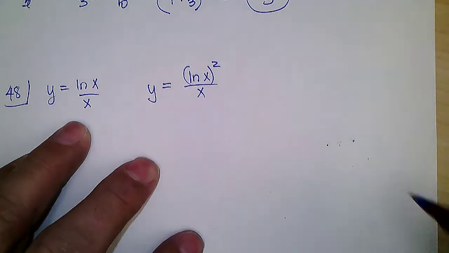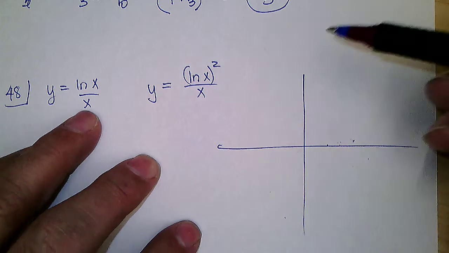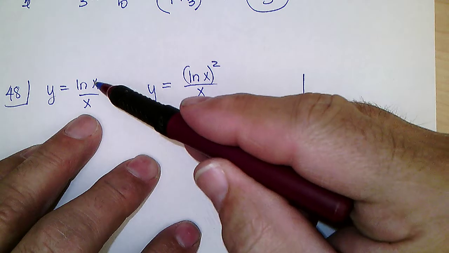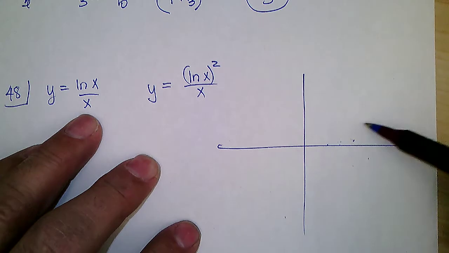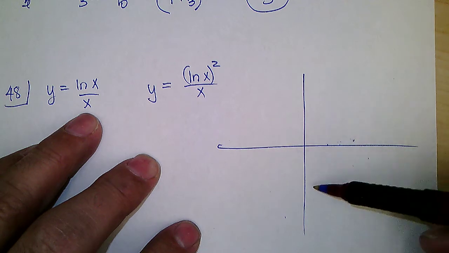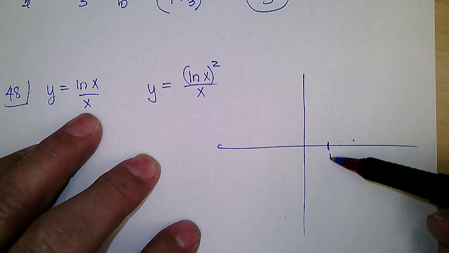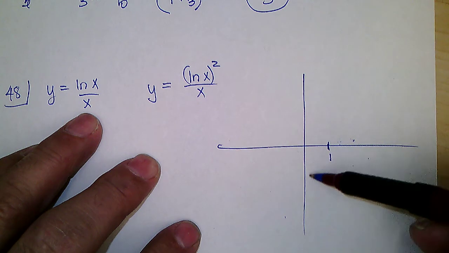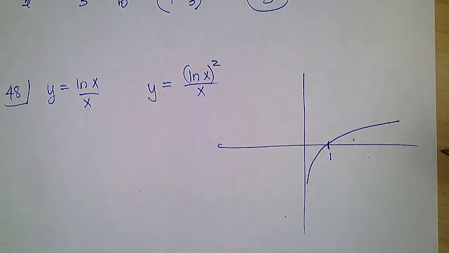So what do these look like? Well, I can't put in 0. ln x comes up like this, and if I divide it by x, which is getting bigger and bigger, that's going to lower this side. And when x is small, it's going to make it bigger. So ln crosses at 1, 0. And it's just going to raise this up a little bit and bend this down a little bit. So it's still going to look like an ln curve.